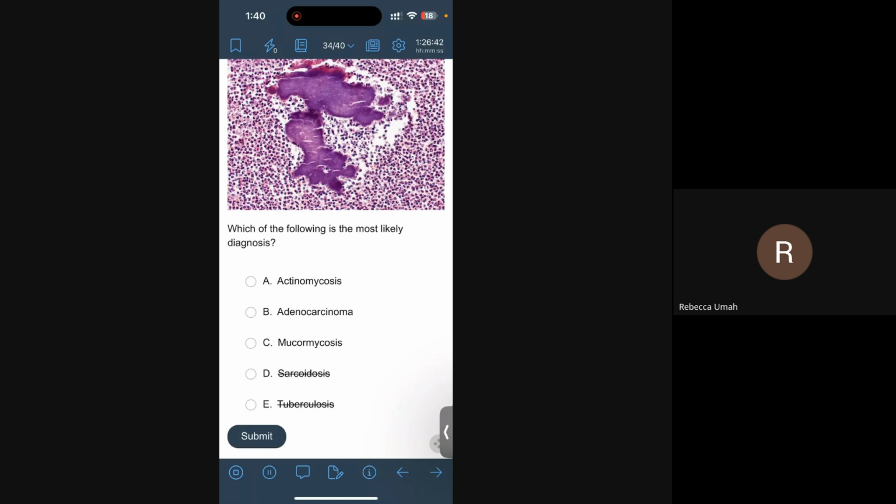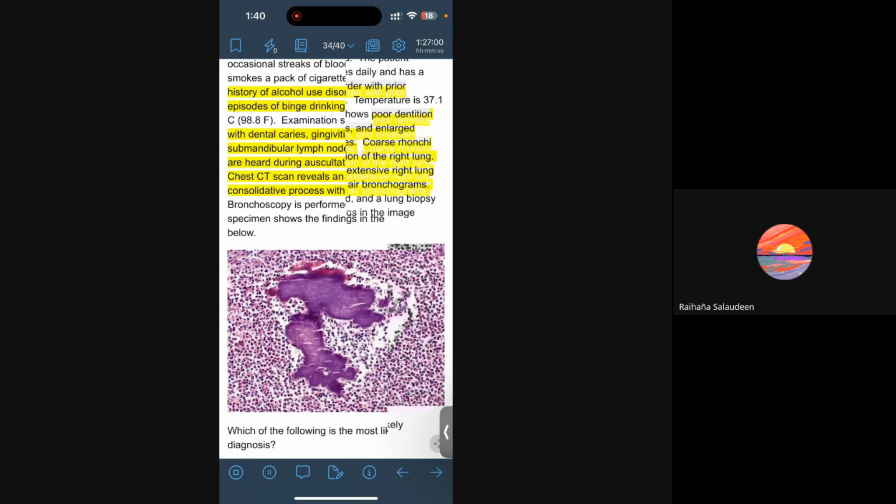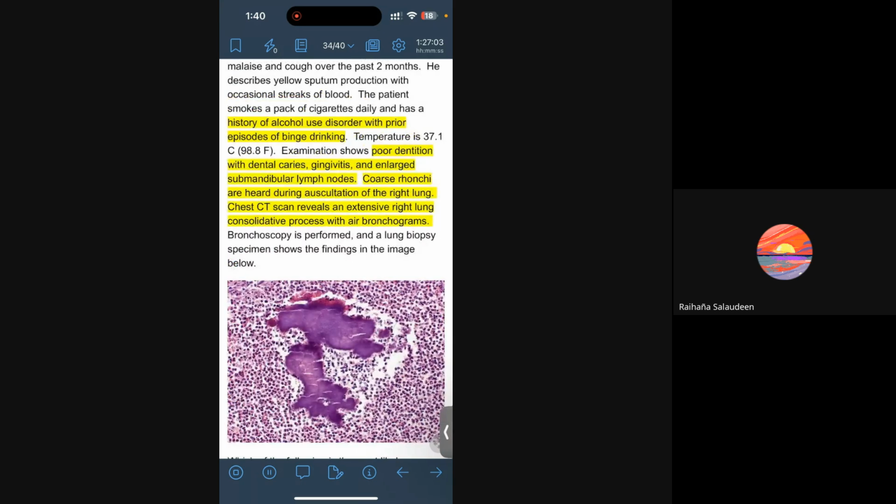We have seen many histology pictures of granulomas, right? And none of them looks like this. It is not granuloma. So we are left with A, B, and C. Do you think it is some type of cancer, or maybe some type of infection? It looks like cancer because it has irregular borders.